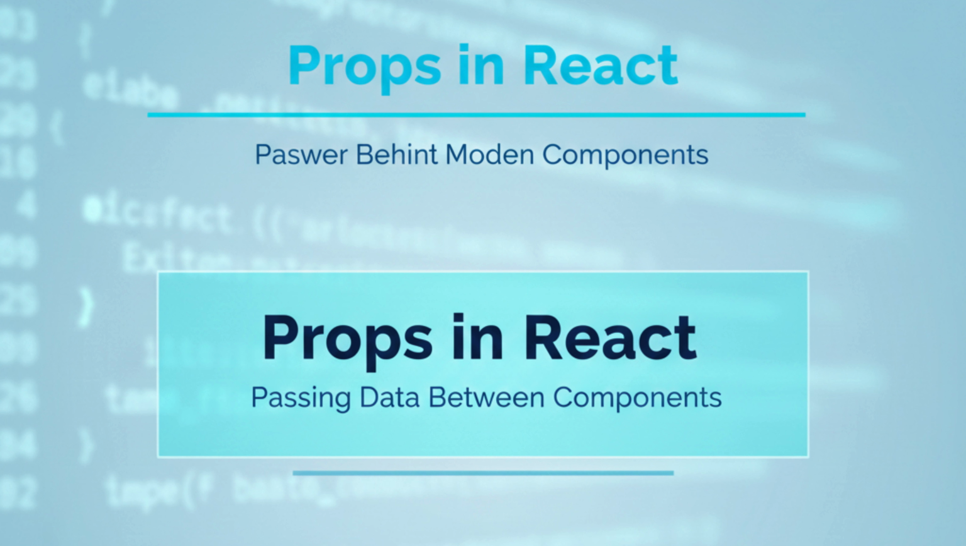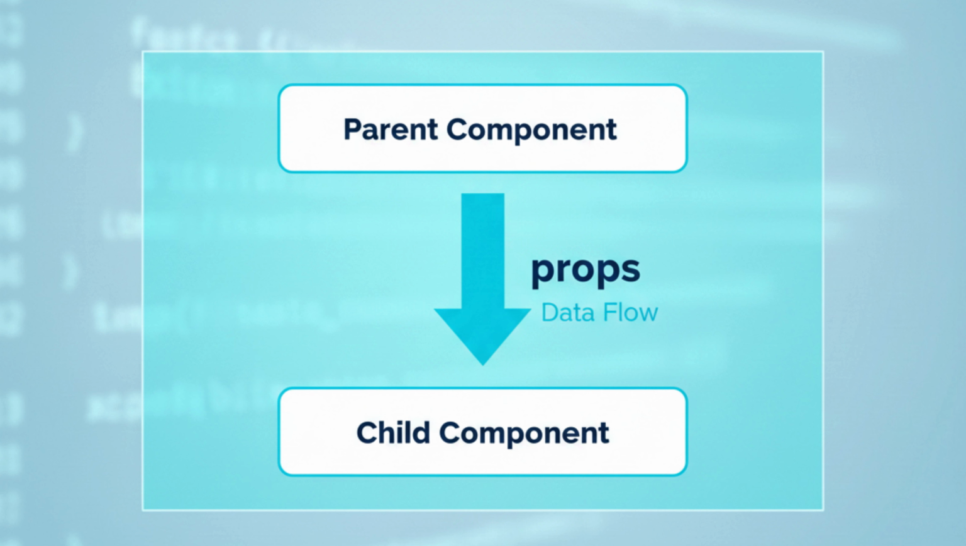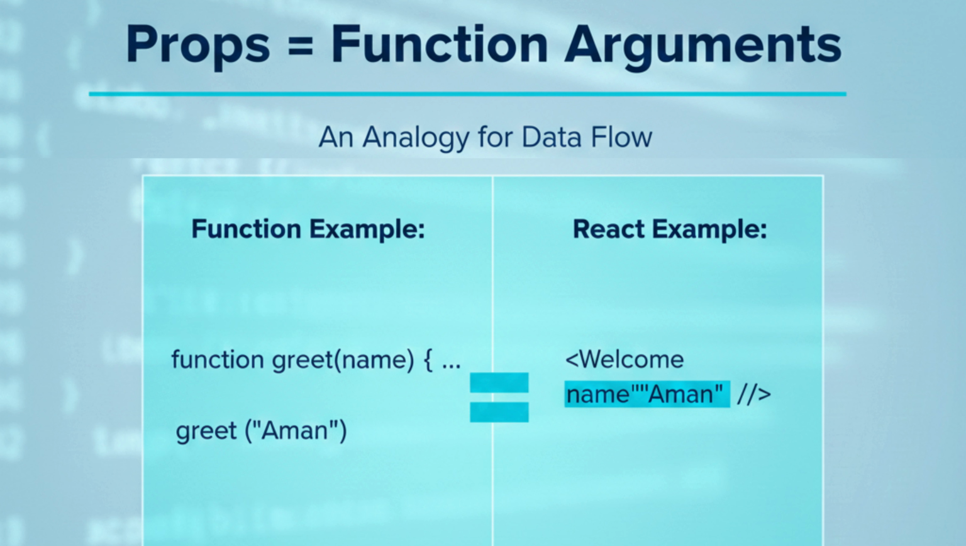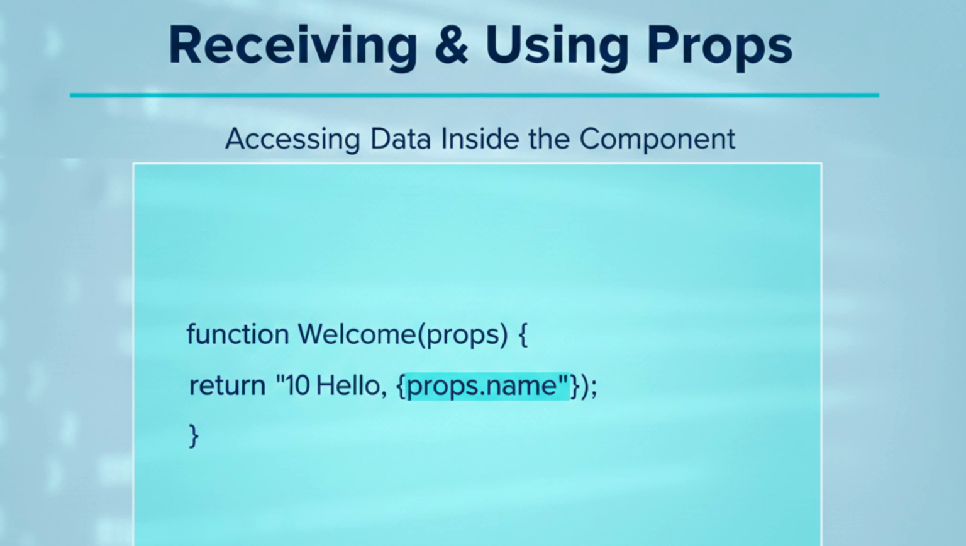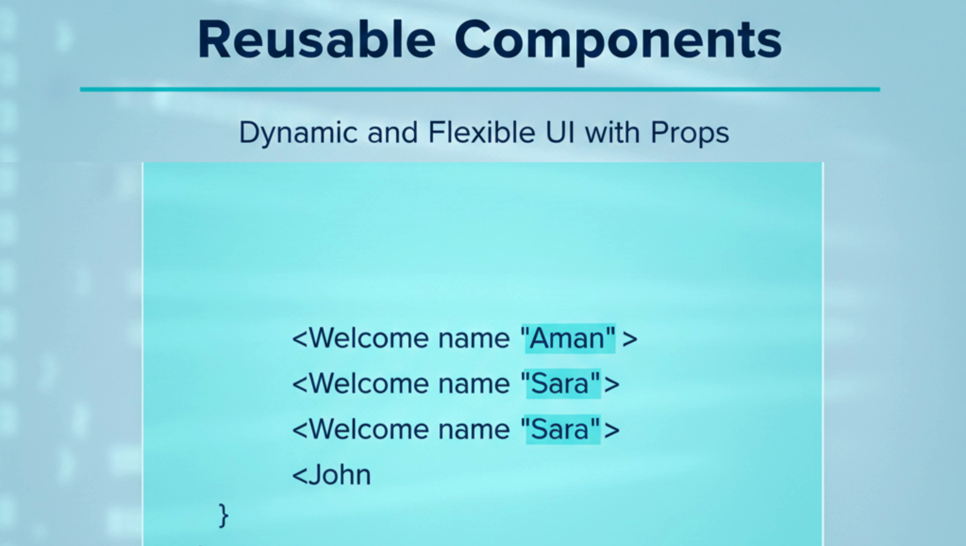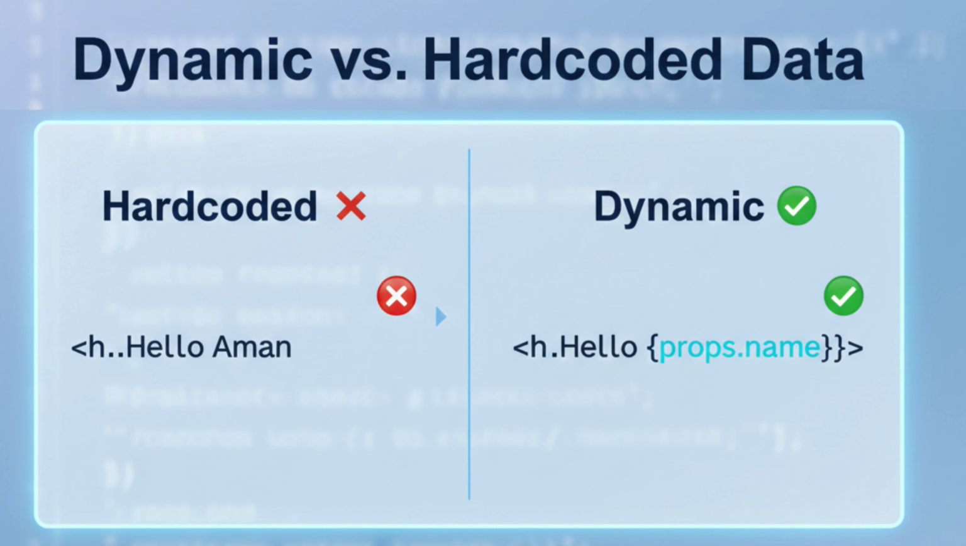Now let's talk about props. Props are how components communicate with each other in React. Think of props like function arguments. When we use a component, we can pass data into it. For example, if we have a welcome component, we can pass a name to it. Inside the component, we receive that value and display it. This makes components reusable and dynamic. Instead of hard-coding data, we pass different values as props.